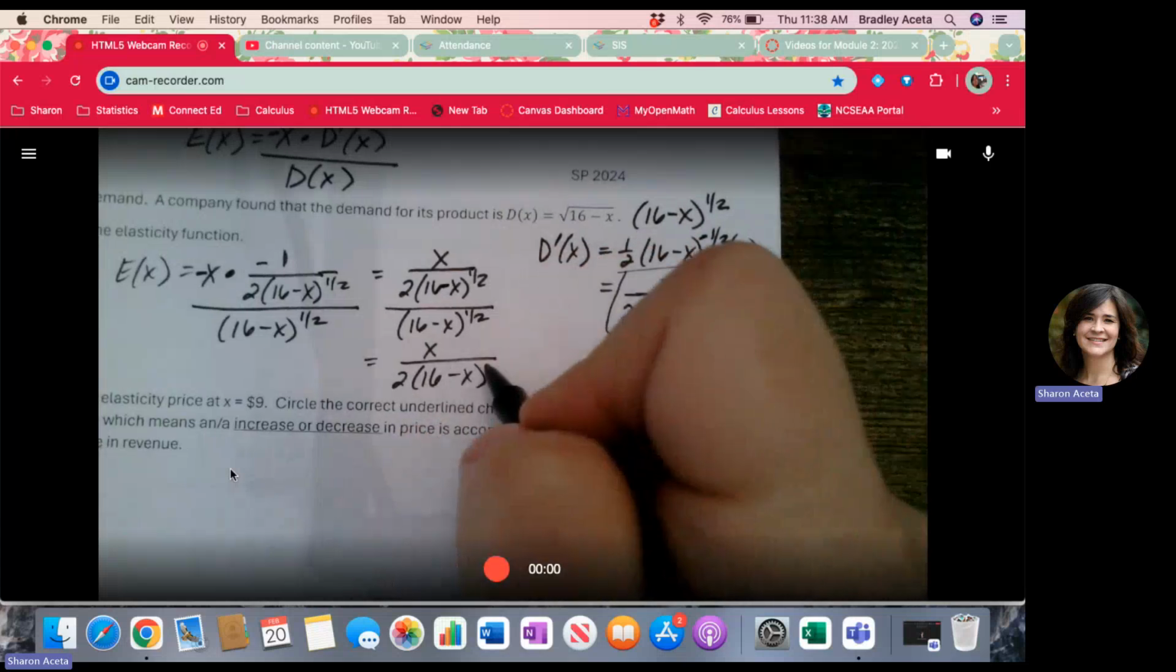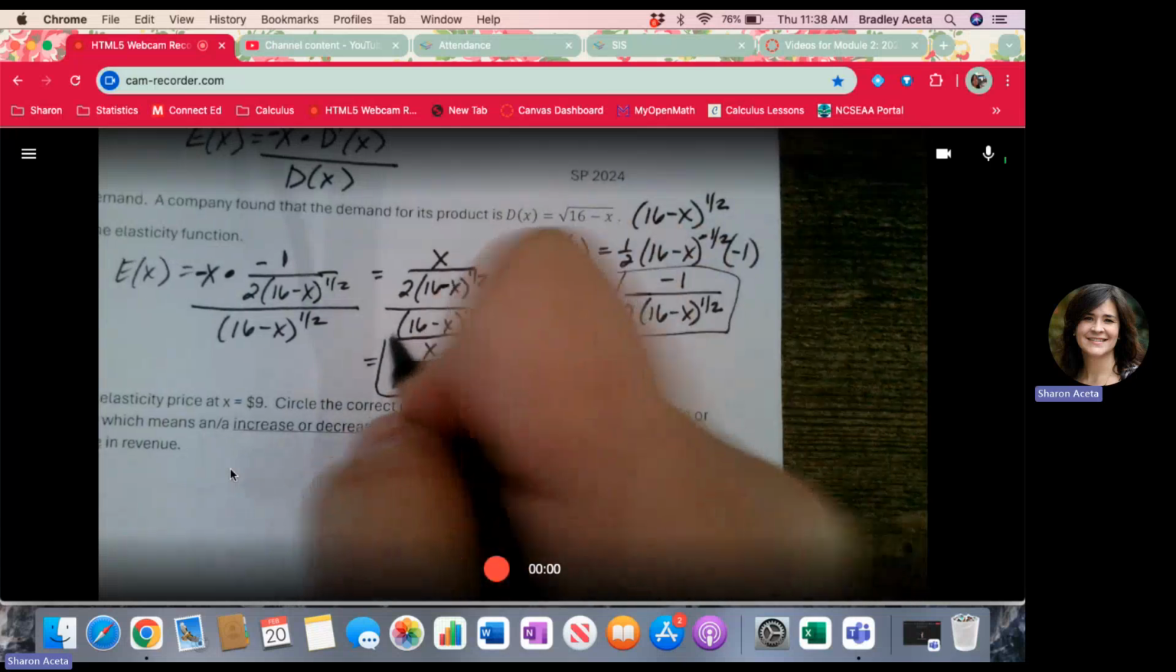16 minus x, but it would be to the power 1. This is the elasticity of demand.